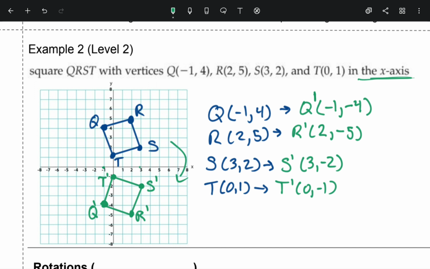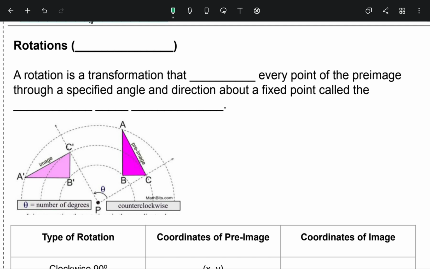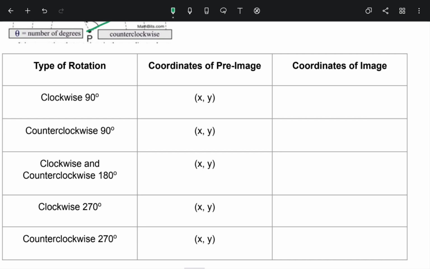Now let's move on to rotation. So rotation is the same as turning the image. A rotation will turn every point of the pre-image through a specified angle and direction about a fixed point called the center of rotation. So you're just going to turn your image about a circle. You could rotate at any angle, but we're mostly going to focus on just the 90 degree, 180 degree, and 270 degree rotations. And we're going to cover those rules right now.